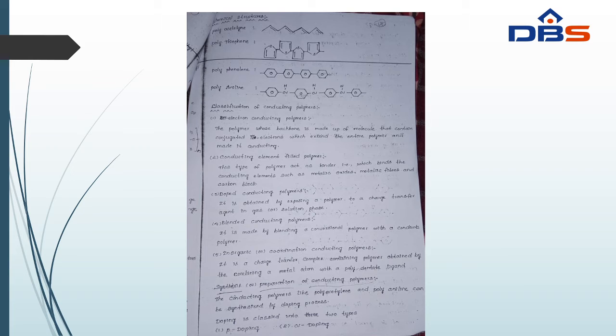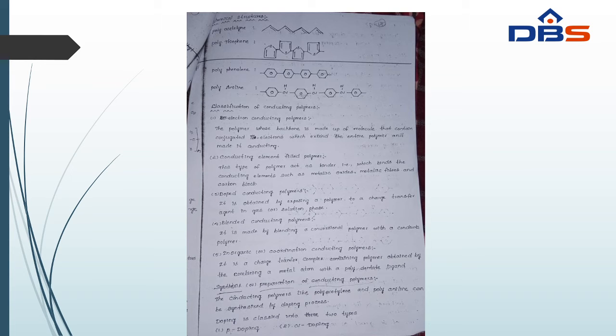So conducting polymers are classified into 5 types: pi electron conducting polymers, conducting element filled polymers, doped conducting polymers, blended conducting polymers, and last one, inorganic or coordination conducting polymers. That is over.